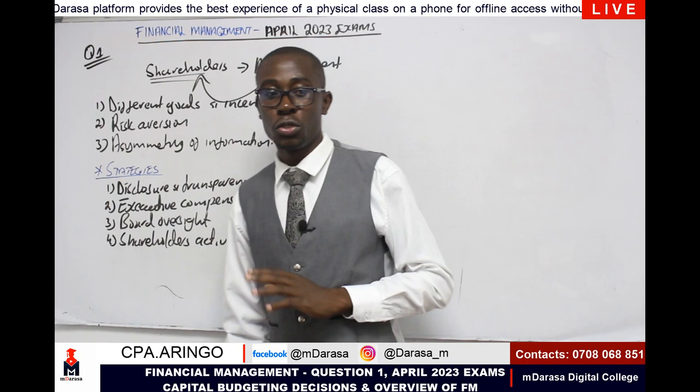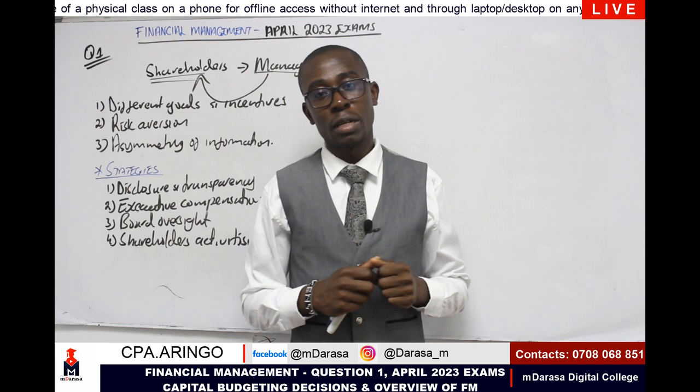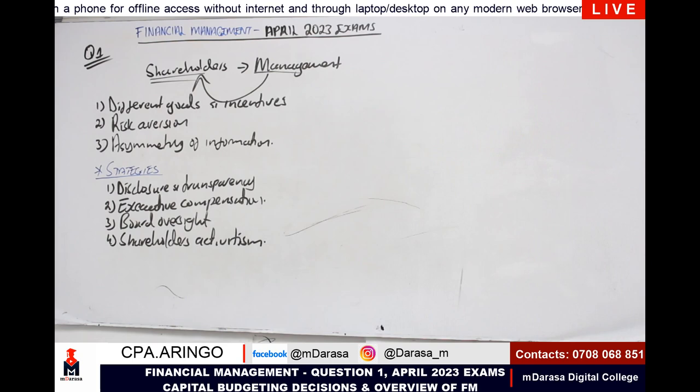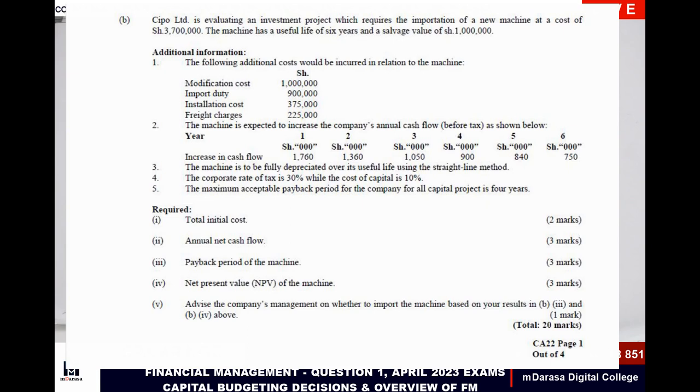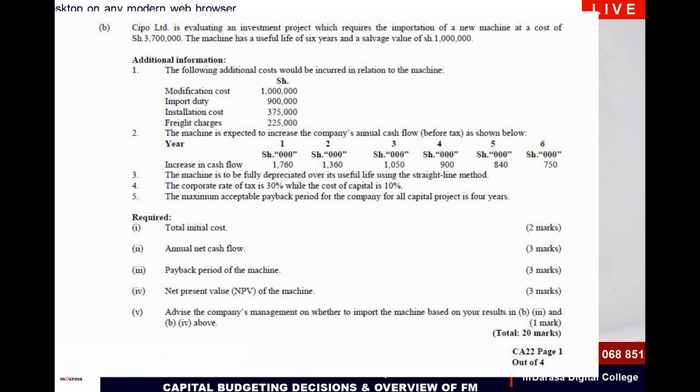Now, I want us to jump to part B. So we are done with the overview. Go to part B of the question. Part B is under capital budgeting decisions. And these are what you're having in part B. I'll share the question there, which I believe is very visible. I want us to handle part B of that question and see what the examiner wanted us to handle.